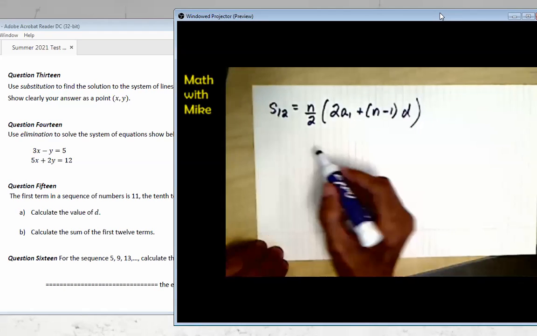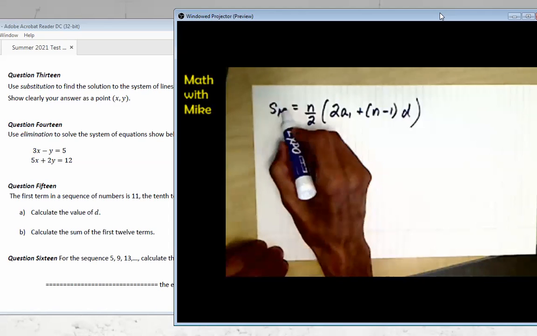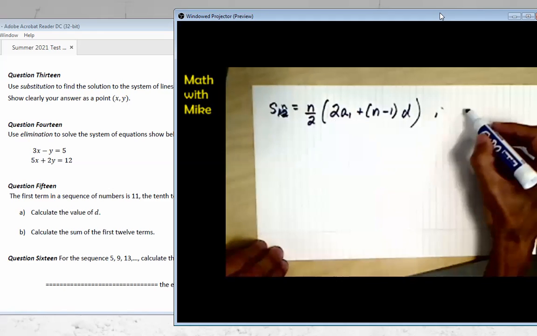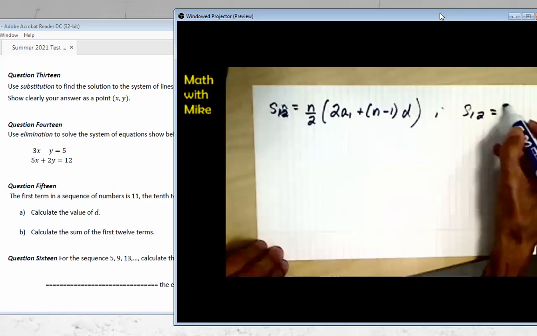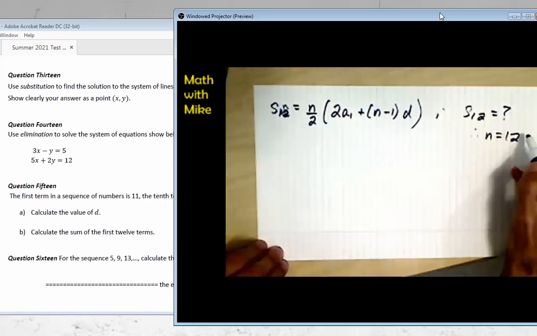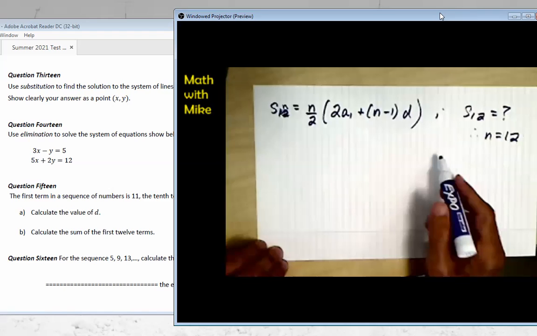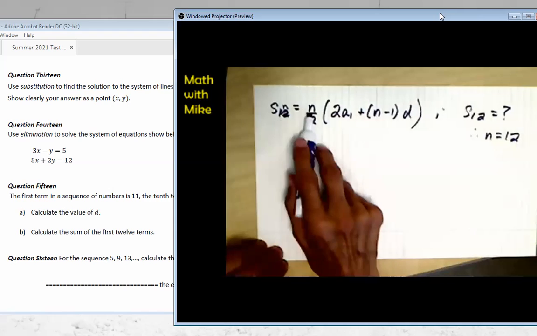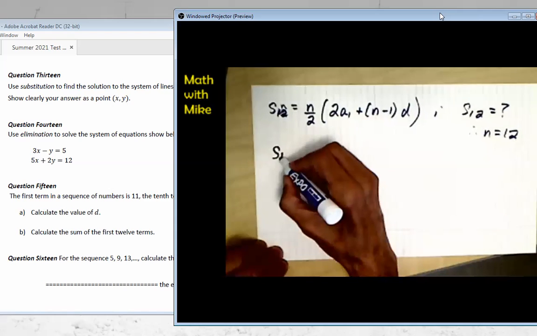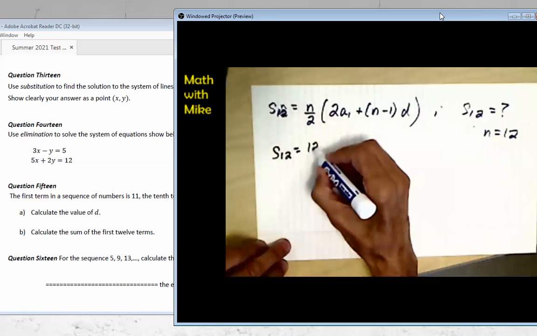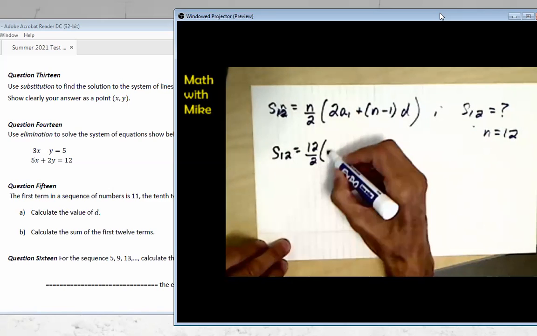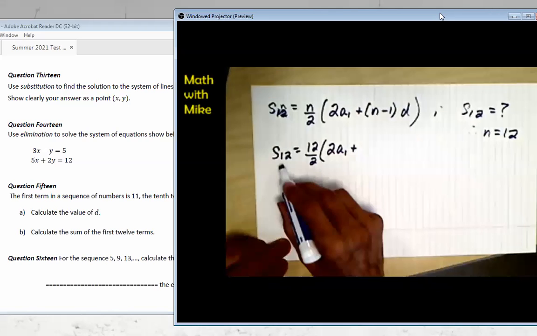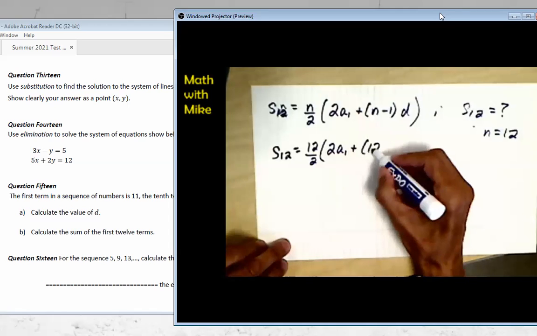Officially, this is n at this point. The question is, what's the sum of the first 12 terms? So that means n is equal to 12. That means in the next line, we're allowed to update whatever n is, and not just in this one location, but everywhere along the way. So we get S12 is 12 over 2. There's an n in there, and that one there as well. So 12 terms is what we're looking at.